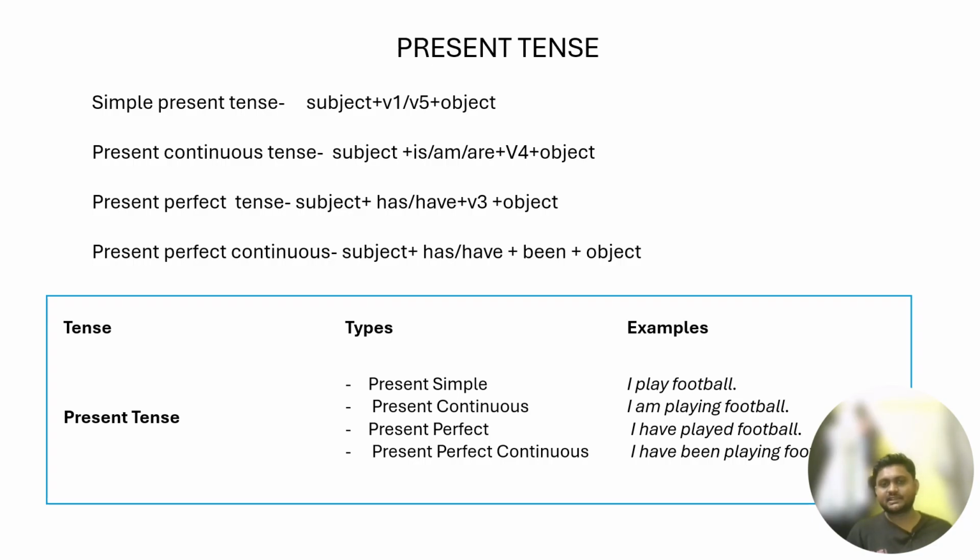And the last tense is present perfect continuous. Its structure is subject plus has/have plus been plus V4 plus object. And its example would be I, subject, have been plus V4, plus object. So the sentence would be I have been playing football.